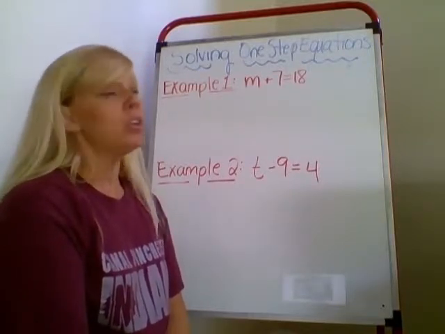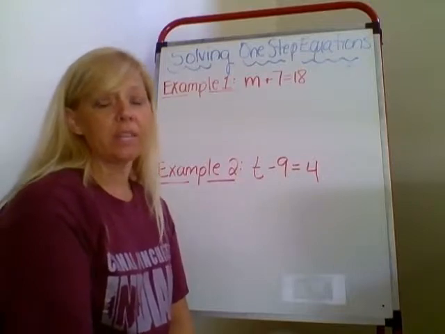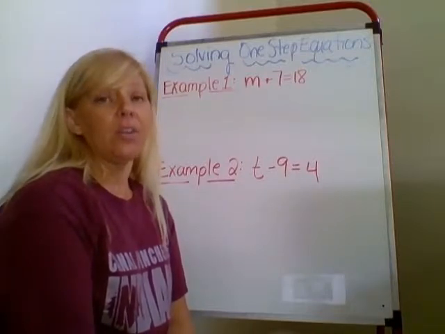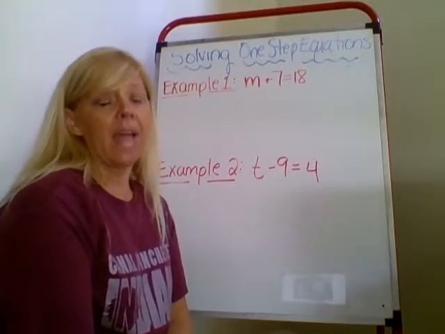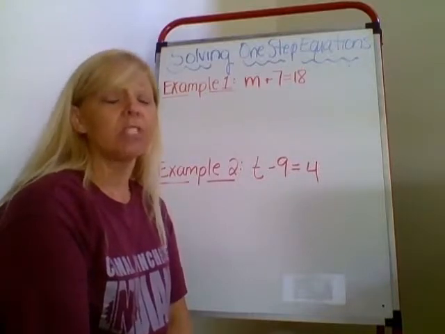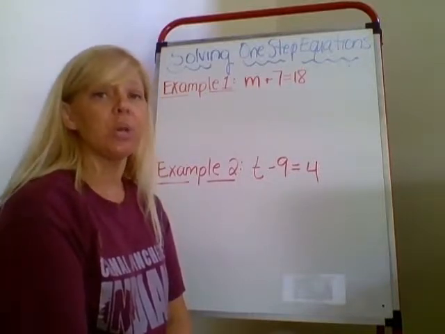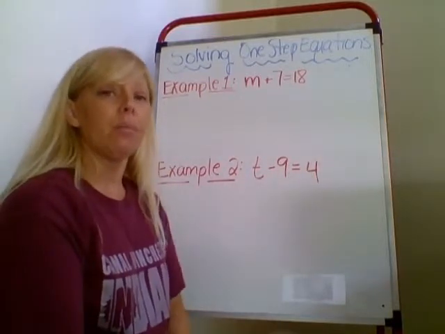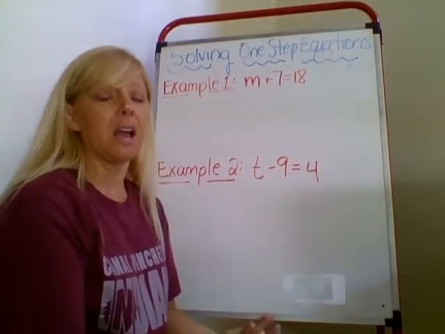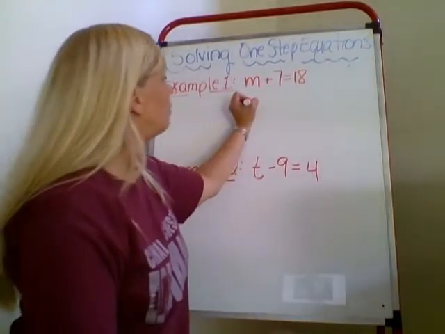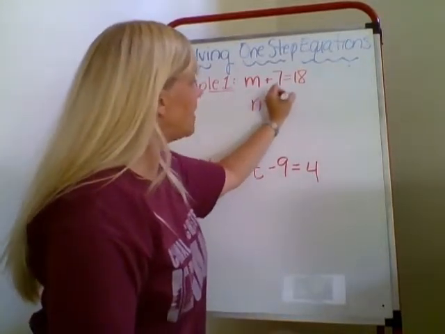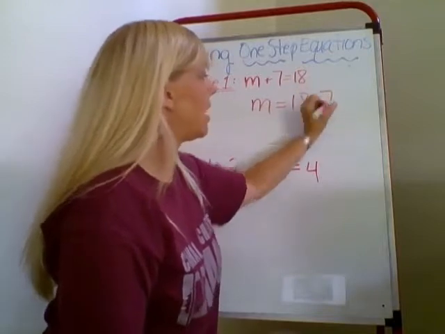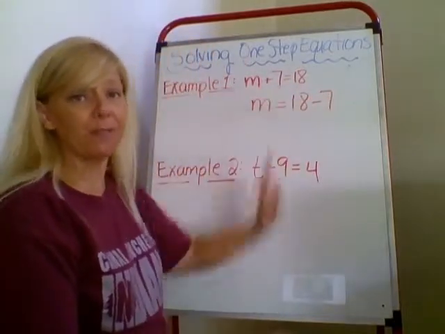So if I look at m plus 7 equals 18, I know that the inverse operation of adding is subtraction. So what I'm going to go ahead and do is move my 7 over onto the other side and rewrite this as a subtraction problem. So m is 18 minus 7. Okay, that is my fact family.